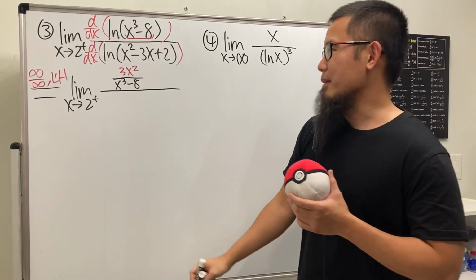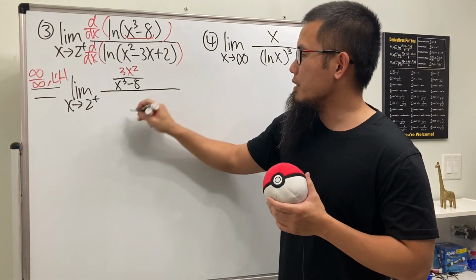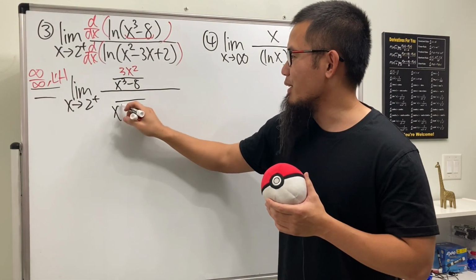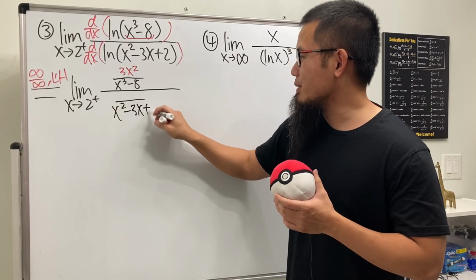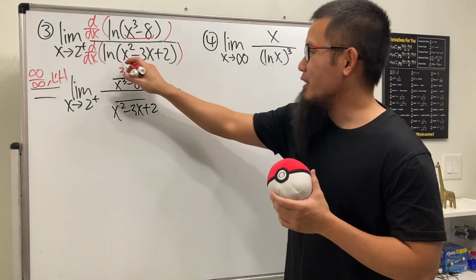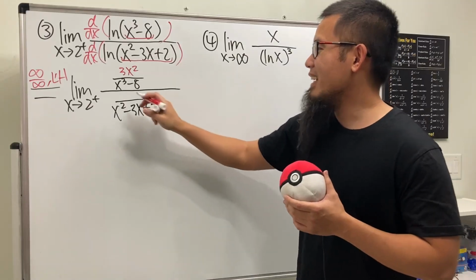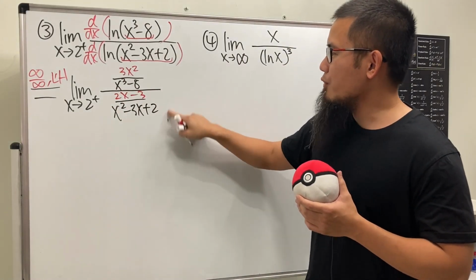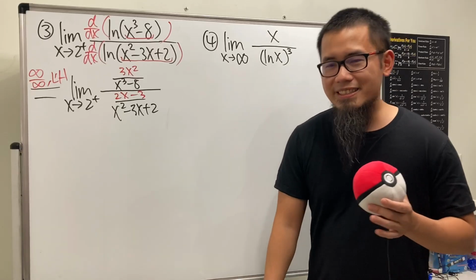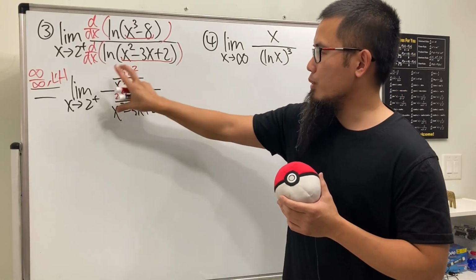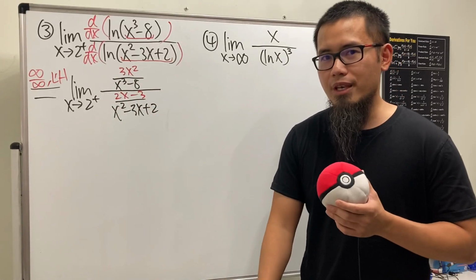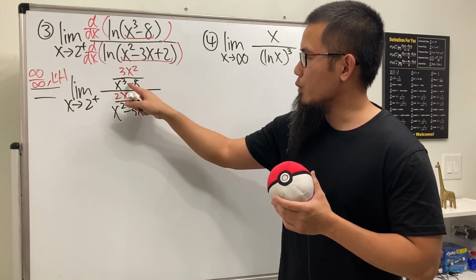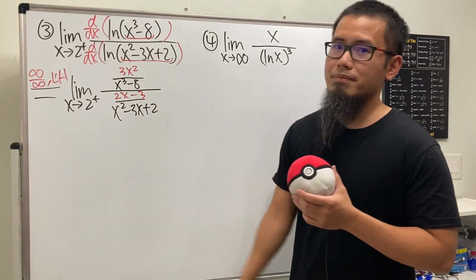And then do the same thing on the bottom. The derivative of this, we put this on the bottom right here. So x squared minus 3x plus 2. And then do the chain rule. Yeah, and we get 2x minus 3. All right, so far so good. But the problem is, if we put 2 into all the x's, we are going to run into trouble again, because you see we get a 0 on the top and 0 on the bottom.